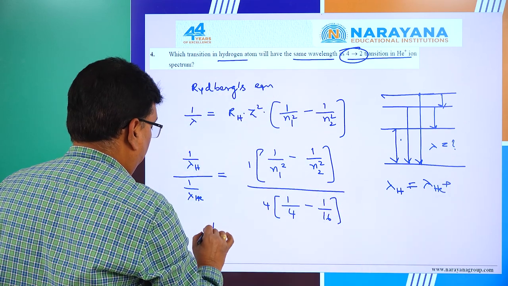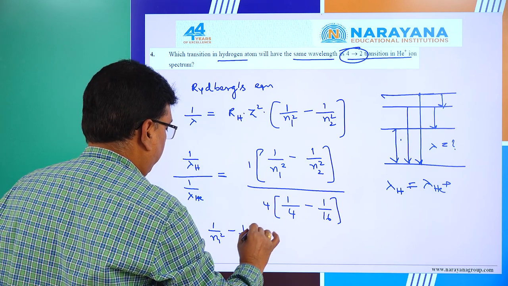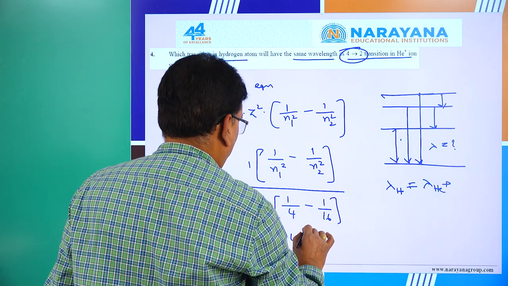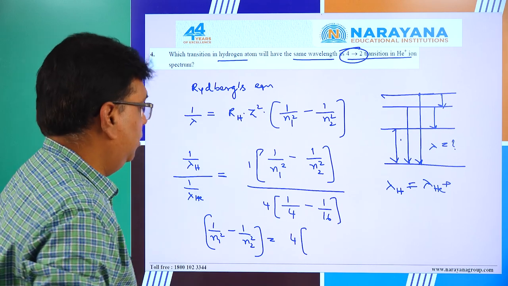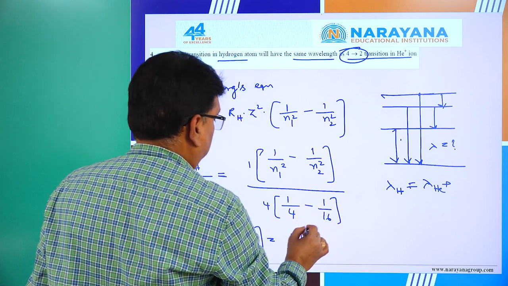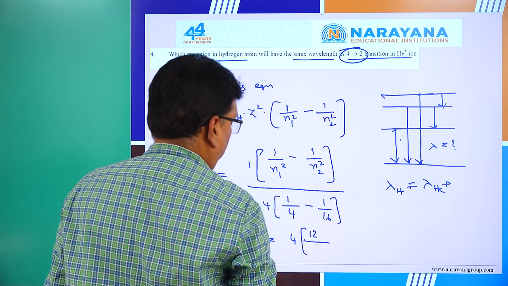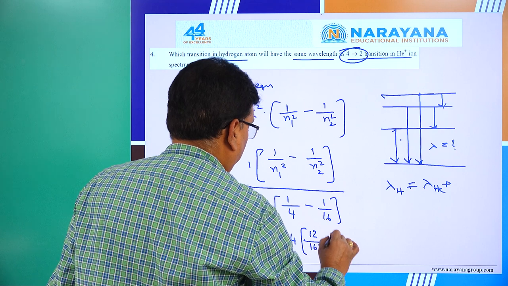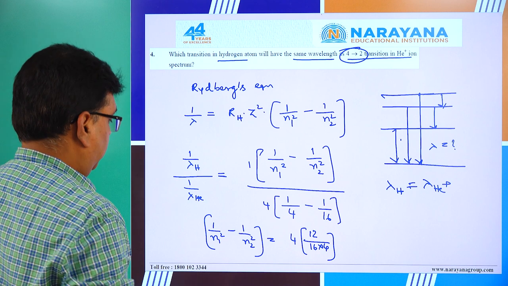Therefore, 1 by n1 square minus 1 by n2 square is equal to 4 into 1 by 4 minus 1 by 16. That is how much? 16 minus 4, 12 by 16 into 4. Otherwise, we take 16 and do it anyhow.